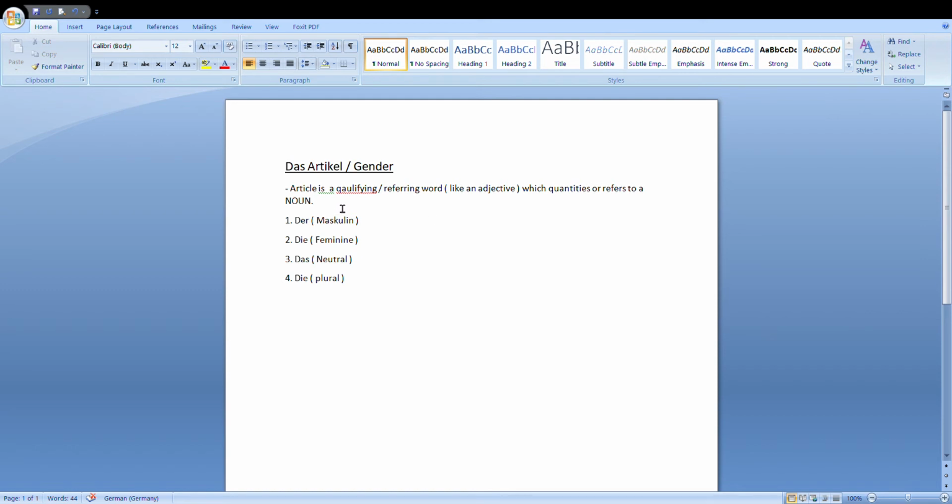What this means is that an article refers to a noun, and helps us recognize a noun in a given sentence. Sometimes there's a sentence in German and you have to find out which is the noun. You can easily find out with the help of the article, and you can easily find out the gender. These are very important things which play a great role in the German language.